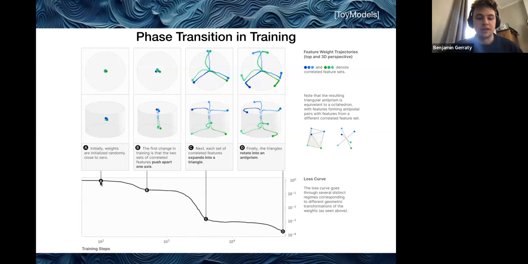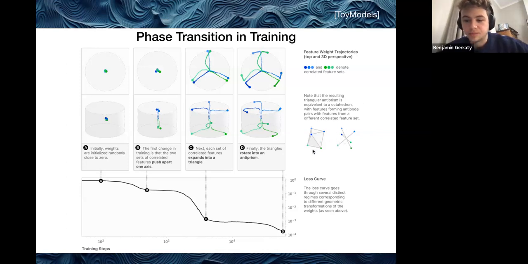Across training, initially they set the weights to be close to 0. And then as training continues, it takes the correlated features, the ones that occur together, and pushes them away from each other. And then you get another phase change in the loss when these features spread out. So I think here they put limits on where they could go. Oh no, sorry, they didn't. Ignore that. And then finally, you get another little dip in the loss as they arrange themselves into this.